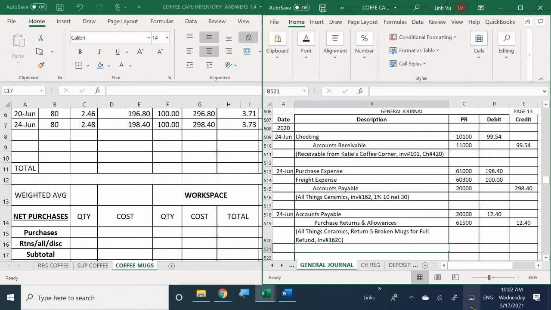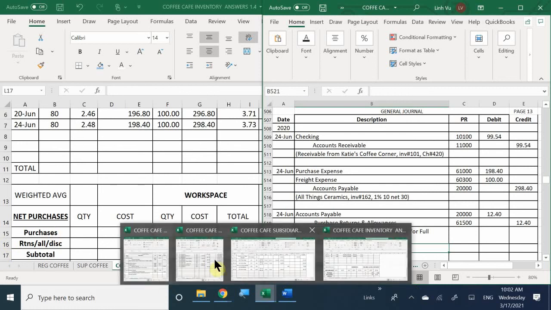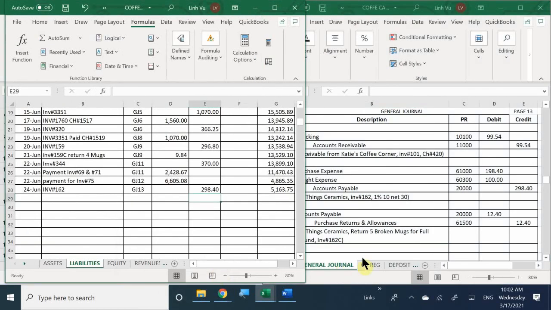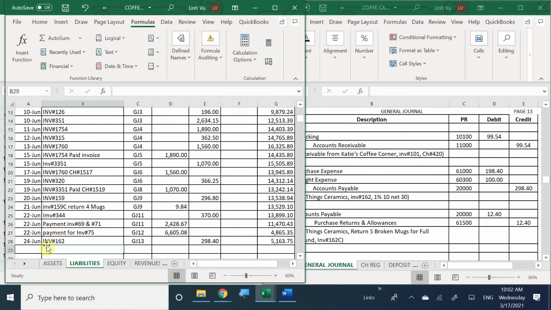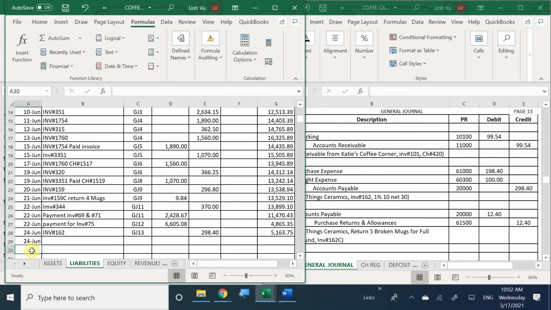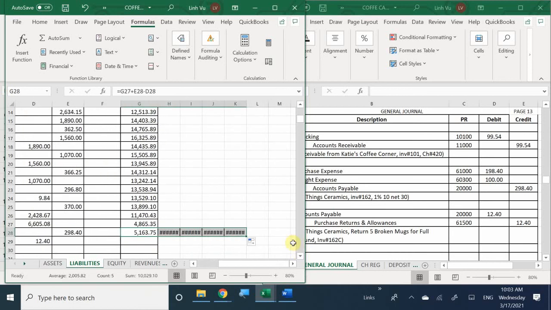Ledger. Okay, so we have an accounts payable. Here we are already here. Invoice number 162C because we got a credit. General journal number 13 for $12.40. So therefore, what is my account balance? 51.35. Good.